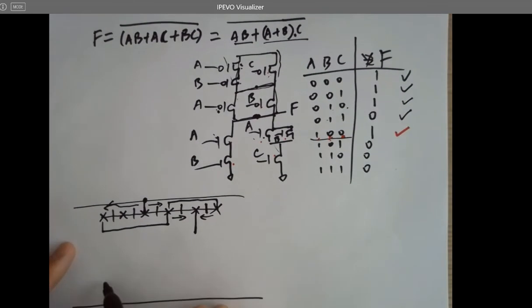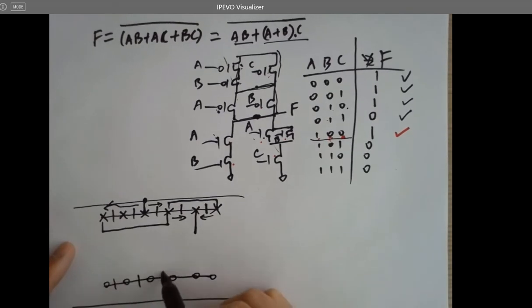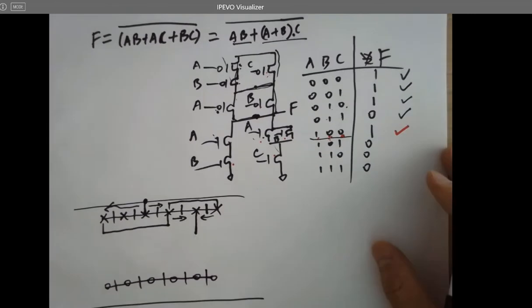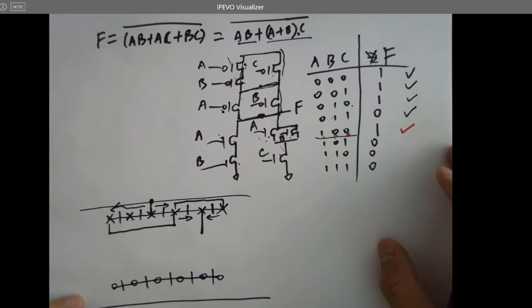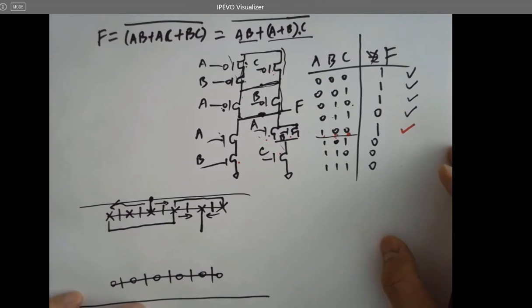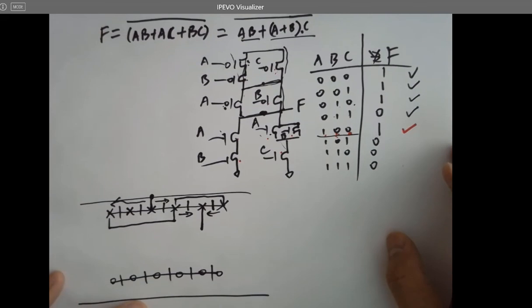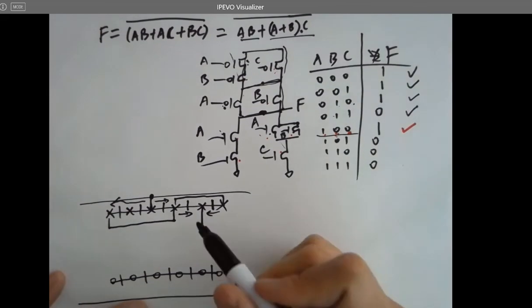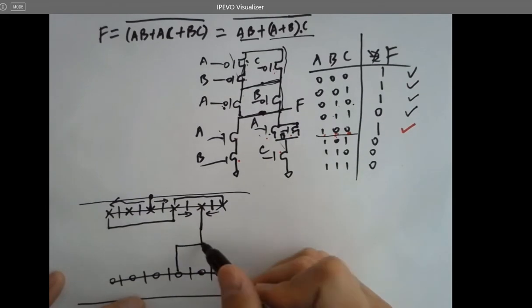So I want to draw the NMOSes. One, two, three, four, five. Again, if you cannot imagine an instant answer or solution for this, just try a few times. Then we'll be able to find it. So what I did here is I connect to this point and this point.